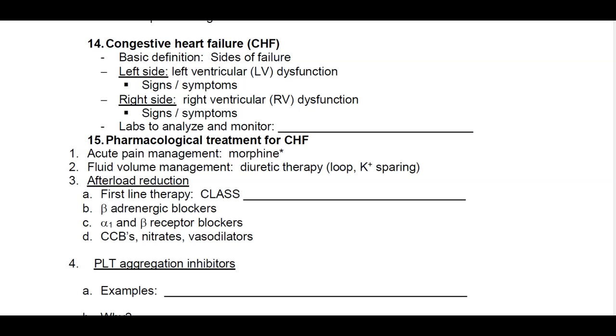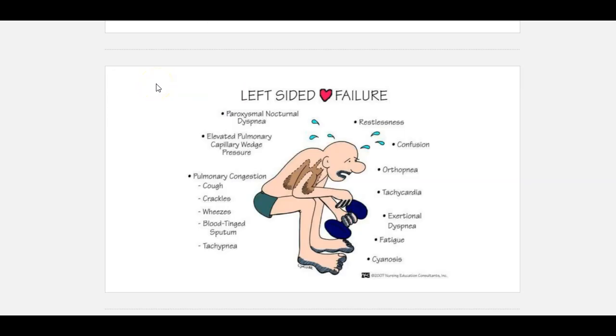So you can see respiratory problems. So the patient is having a lot of shortness of breath. They have pink and frothy sputum. And then skin-wise, they will have pale, cool, and clammy skin. So this is typically what a patient with left-sided heart failure will look like.